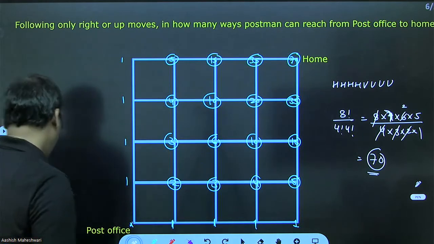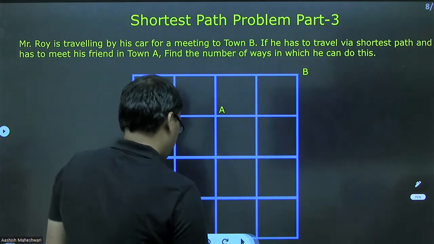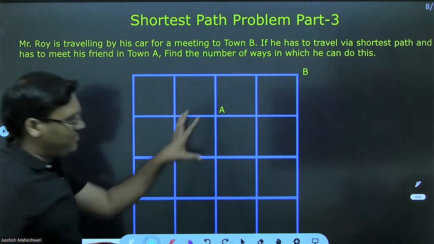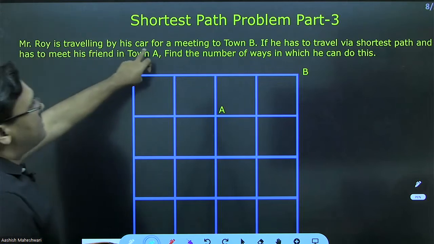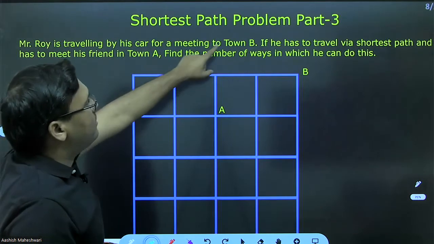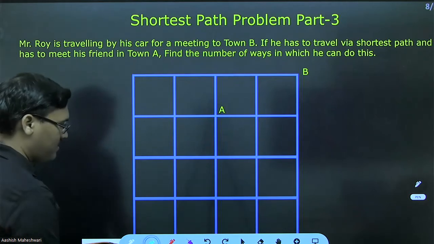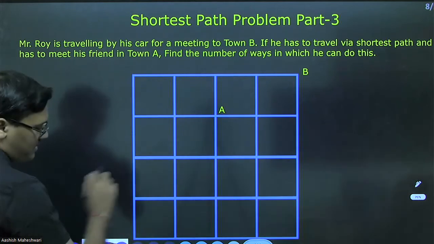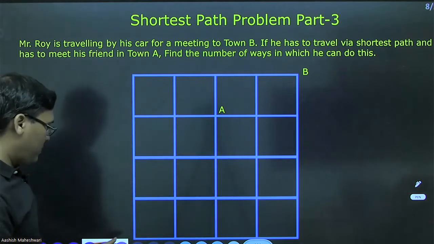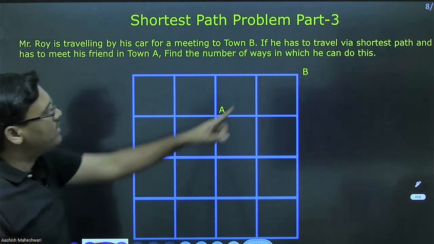Okay. Now let's move to the next question. Now we have some constraint here. Read the question. Mr. Roy is traveling by his car for a meeting to town B. This is Mr. Roy. He is somewhere here. I think this diagram is hidden. So let me see if I can do. Yes. So this is the diagram. Okay. So Mr. Roy is standing here. He has to go from here to here.